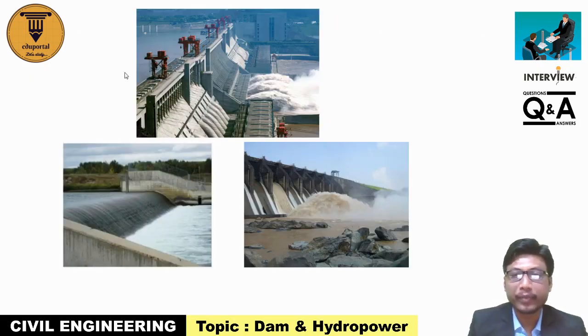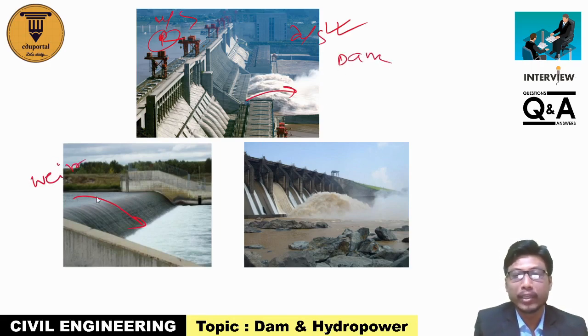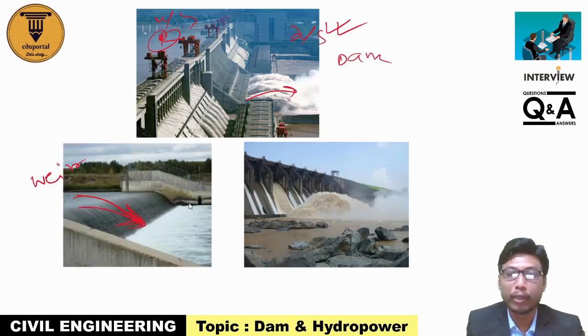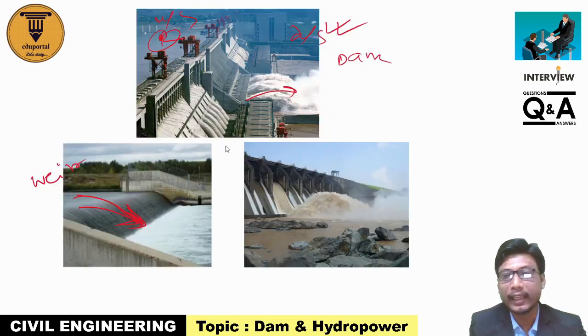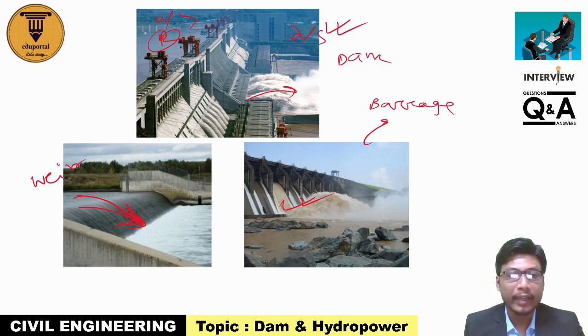So you can see this is the dam, which is used as a storage reservoir. This is the reservoir here. This is the upstream side and this is the downstream side of the dam. Water is flowing over here, and you know water flows over the weir. So this is the weir where water is flowing over, and here the water level is maintained by gates, and this is the barrage. So this is the main difference between dam, weir and barrage.